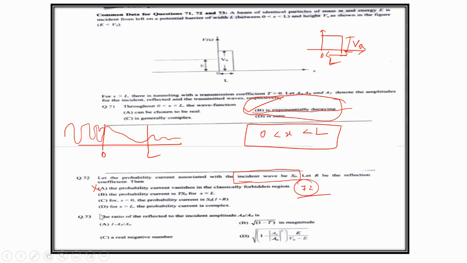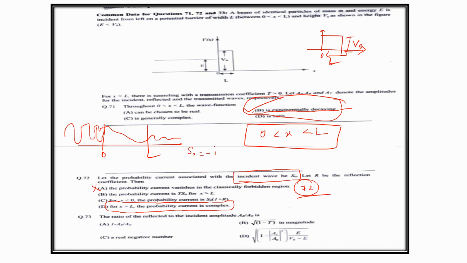Now the next, D: for x greater than L, the probability current is complex, and B: the probability current is T S naught for x greater than L. This is wrong? No, we'll see. We'll see second, B, why the probability current is T S naught for x greater than L. So first let us find the probability current associated with the incident wave, S naught.